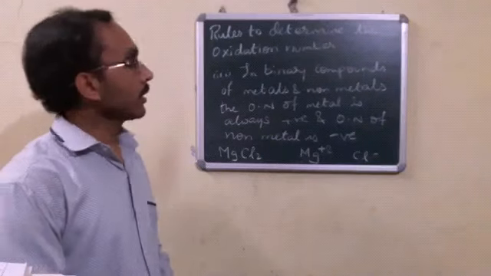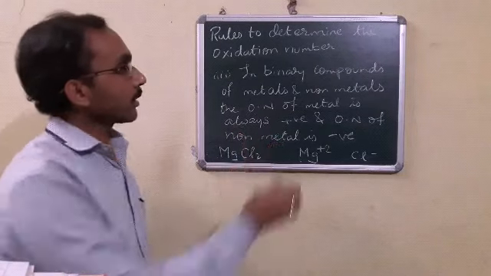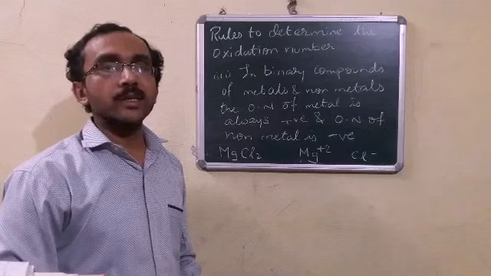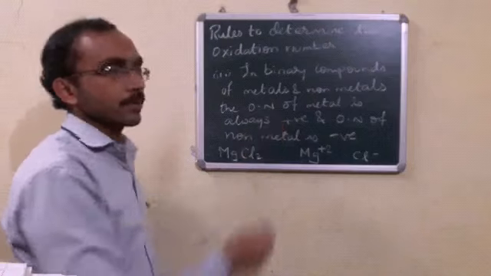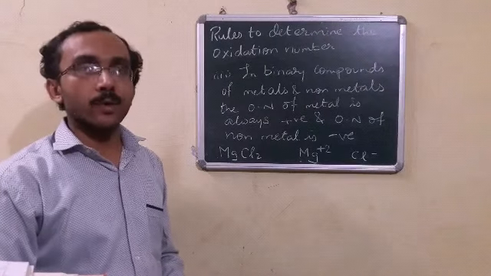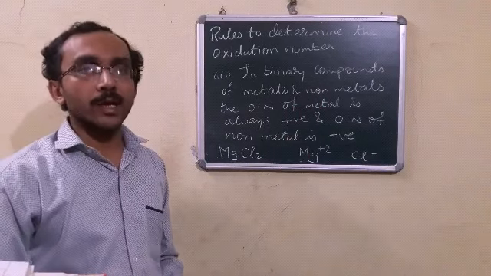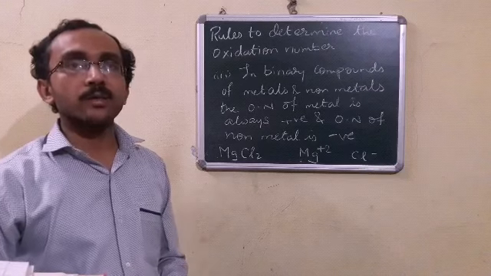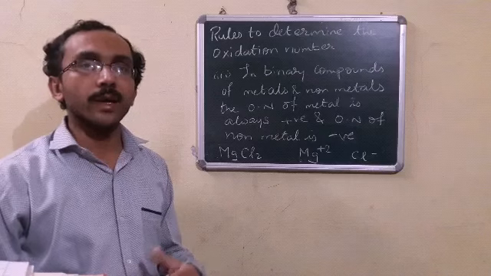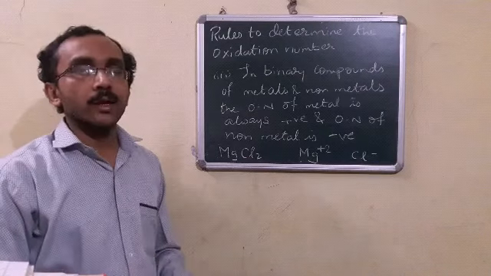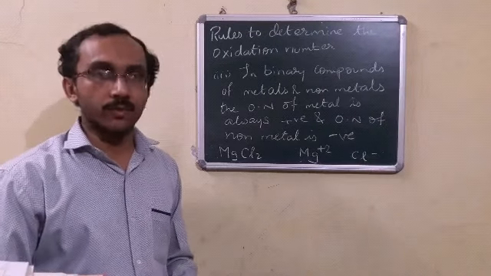Now see the third rule. In binary compounds, which are made up of two atoms, of metals and non-metals, that means we are talking about ionic compounds made from metals and non-metals, the oxidation number of the metal is always considered positive and the non-metal is always considered negative. For example, in sodium chloride, sodium has a +1 charge and chlorine is -1. That means sodium has an oxidation number of +1 and chlorine has an oxidation number of -1. Similarly, we can take magnesium chloride. Magnesium has an oxidation state of +2 and chlorine has an oxidation state of -1.